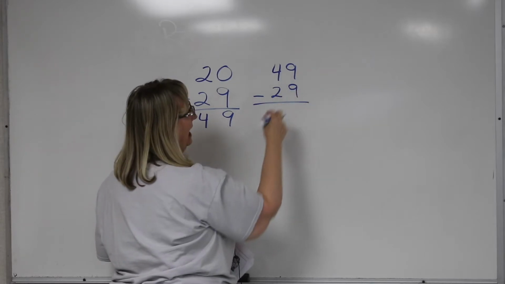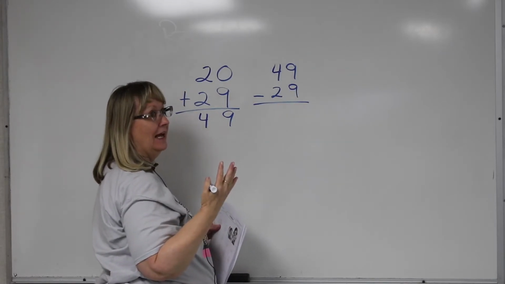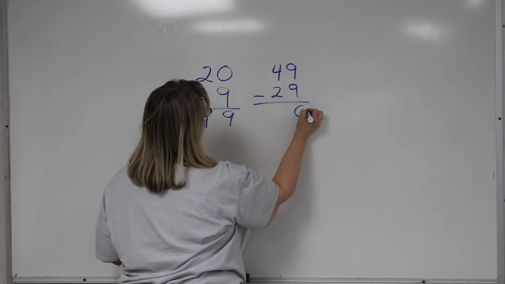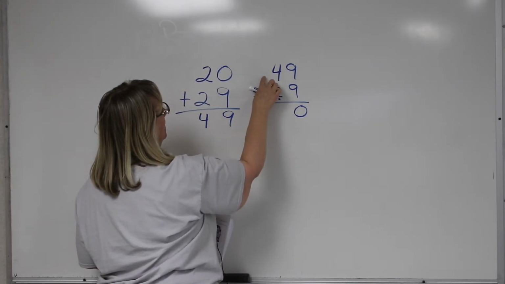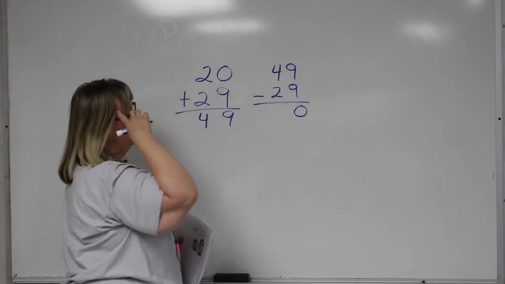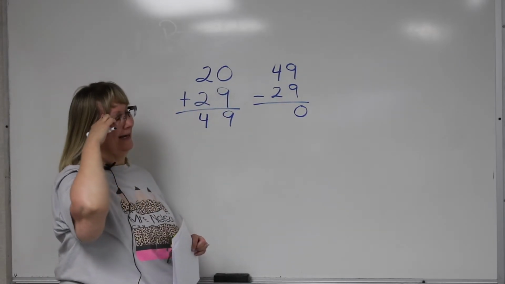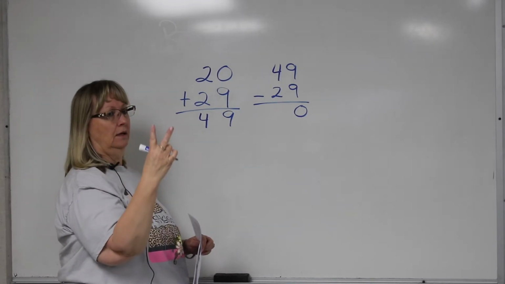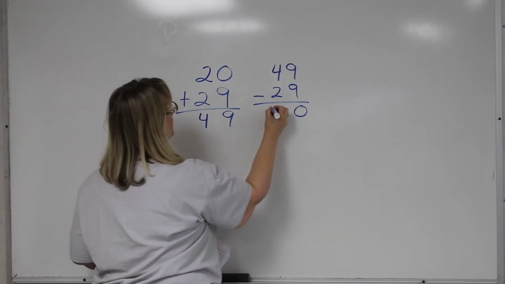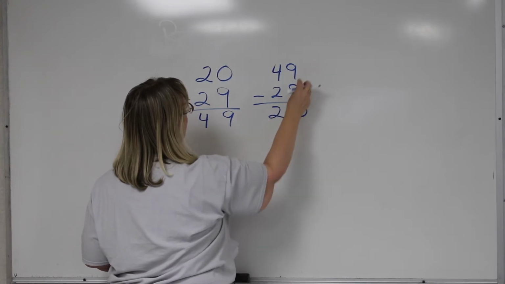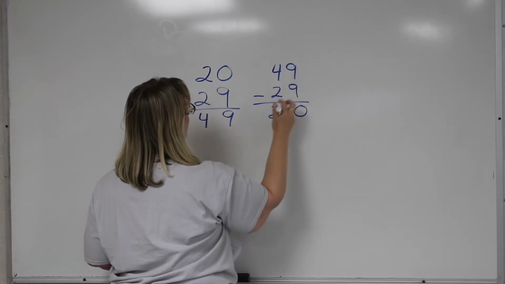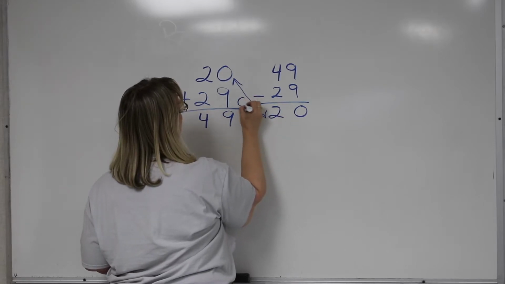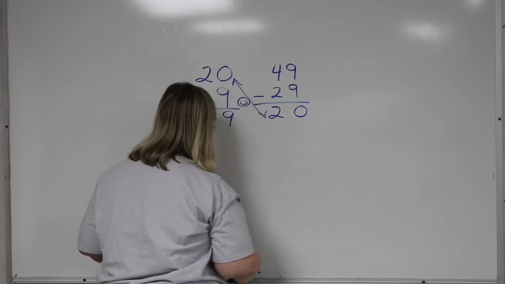So 9 minus 9, so if I have 9 and I take 9 away, how many do I have left? 0. And 4 minus 2, remember we put 2 in our brain, the bottom number, and we count up to the top number. So 2, 3, 4 is 2. So is the difference of 49 minus 29 equal 20? Yes, it does. Good job.